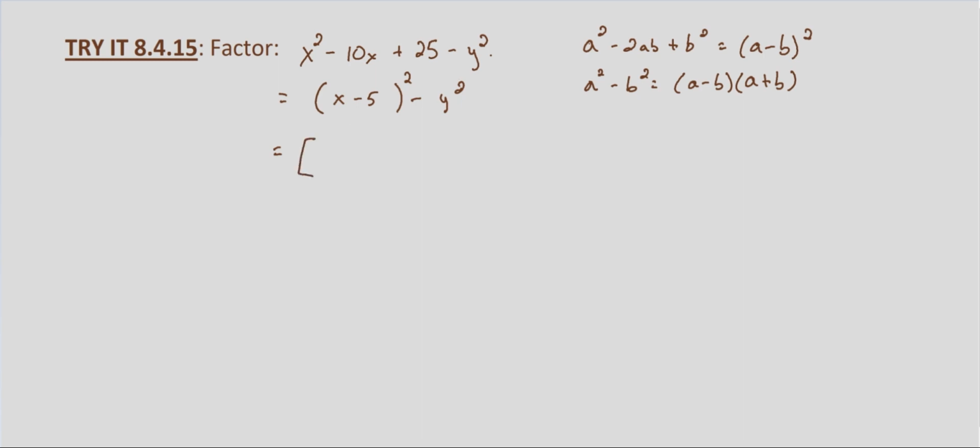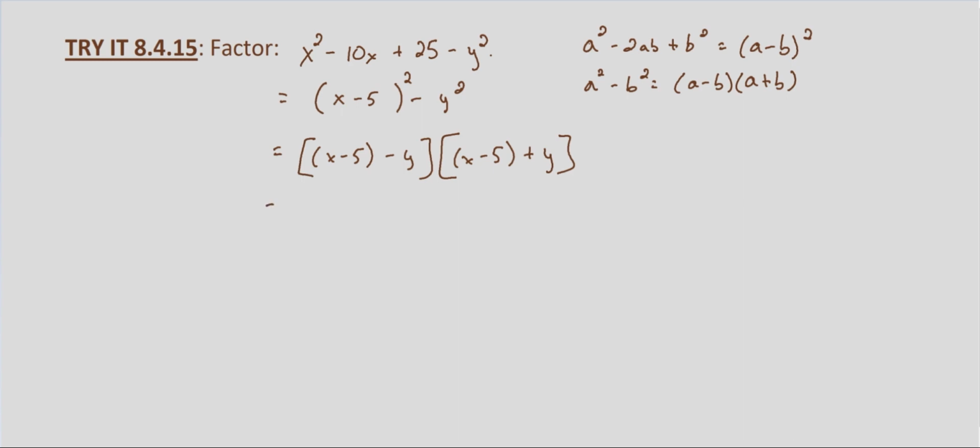So let's write that down as a minus b. So x minus 5. Our b is y, so minus y times x minus 5 plus y.